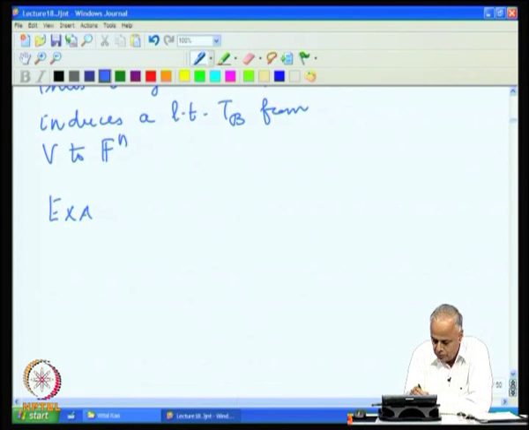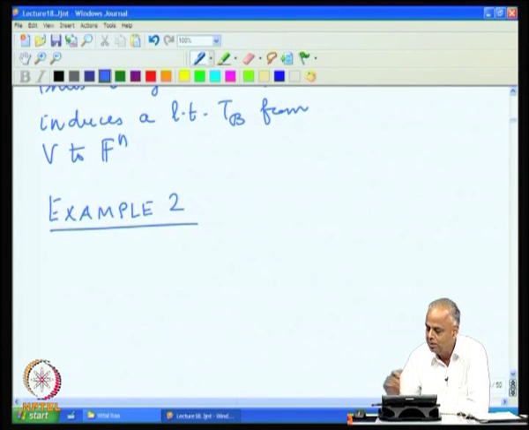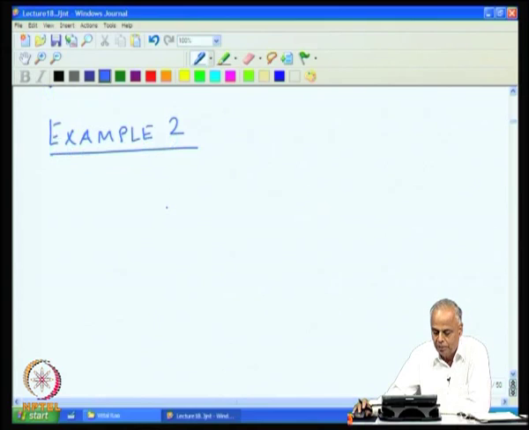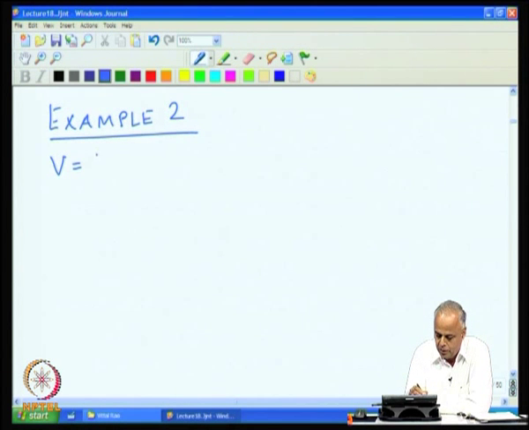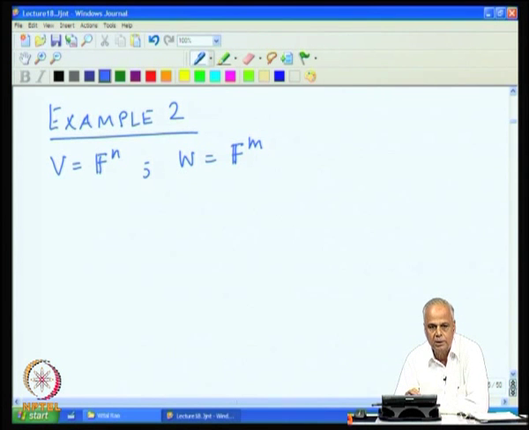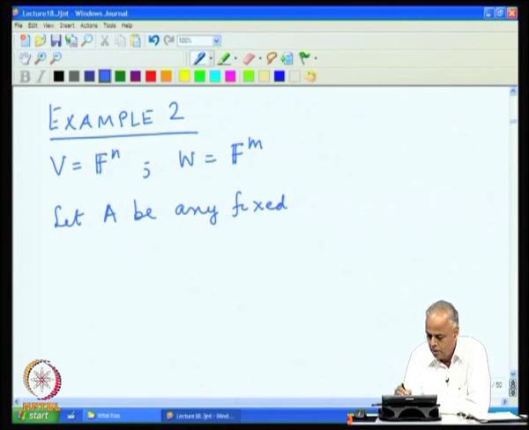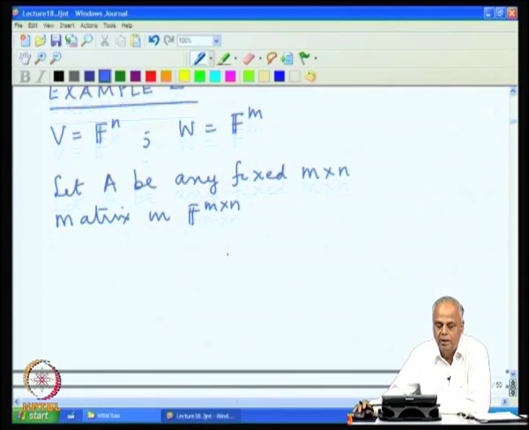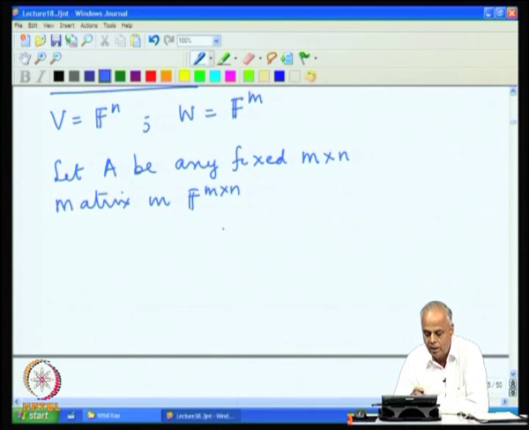The second example we will look at is a very important example from the point of view of the various questions that we raised in the beginning of the course about linear systems of equations. So, we take V to be the vector space F n, where F is a field, and W to be the vector space F m, where n and m are positive integers. Then let A be any fixed m by n matrix over F.